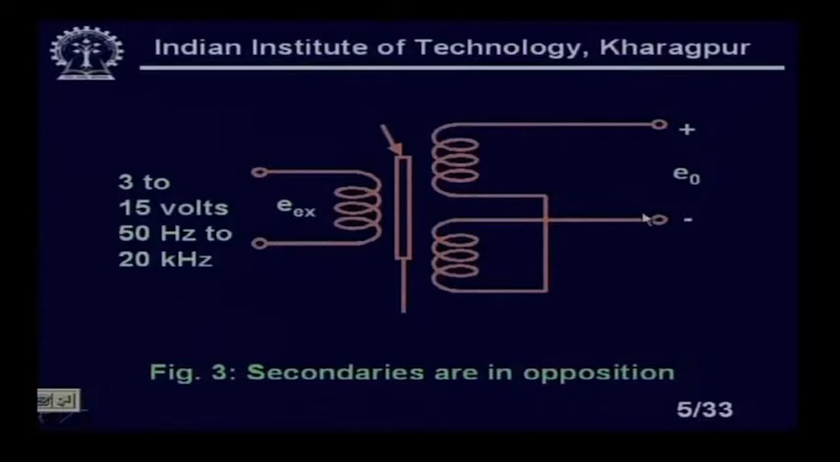What is the advantage of this? When the core is at the geometric null position, the output voltage E0 will be 0. If I move the core slightly up or slightly down, I will get a non-zero output voltage. At null, the two secondary output voltages are exactly in opposition, and they cancel out, so I will not get any voltage at the output.